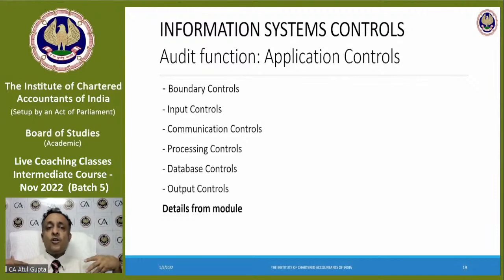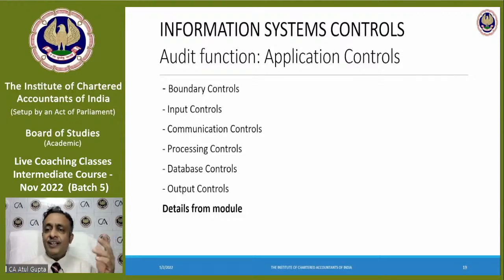Now, because you're looking at it from an auditor's perspective, please understand what the auditor's job is going to be for all these categories of control. There are two basic purposes the auditor has to achieve. First, see whether the control exists. Second, if the control exists, see whether the control is working effectively or not. That is very, very important.